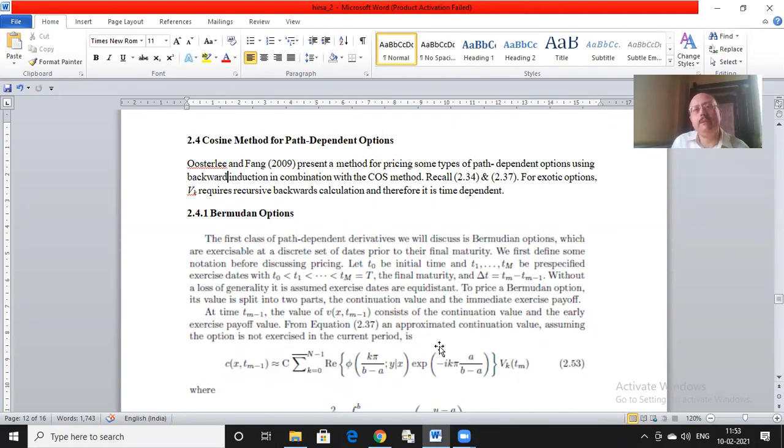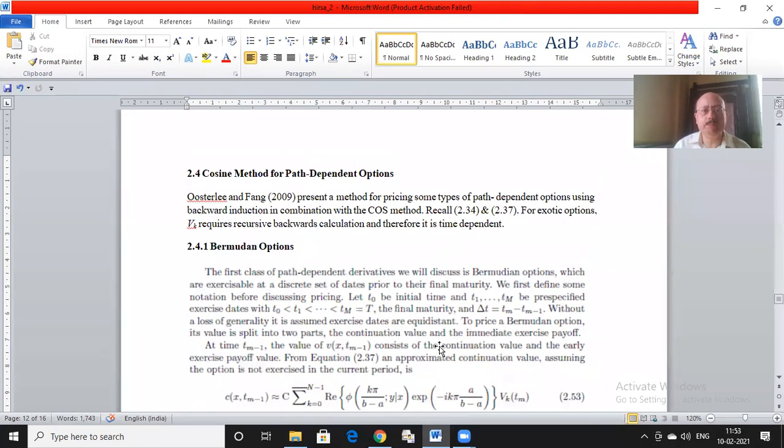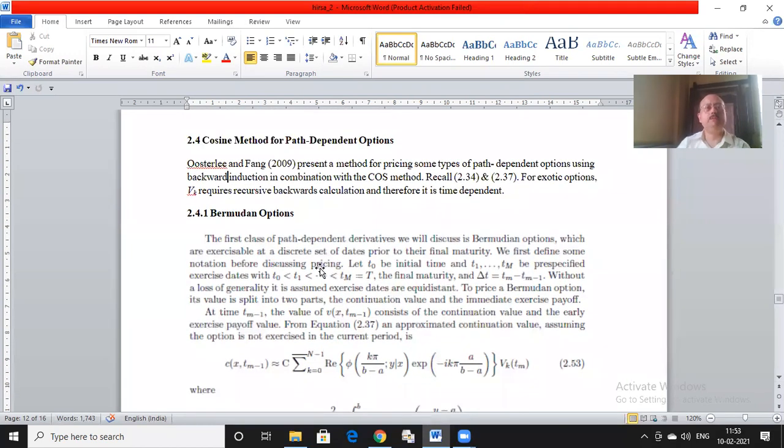So Bermudan option, again, we discussed last term, but let us recall. This is the first example that Oesterle and Fang have worked out and is presented in the book here. So what is the option? The Bermudan option is an option which is exercisable at a discrete set of dates prior to its final maturity. So it is not as good as an American option, which I can exercise anytime I want, but it is better than a European option, because in a European option, I have only one exercise date.